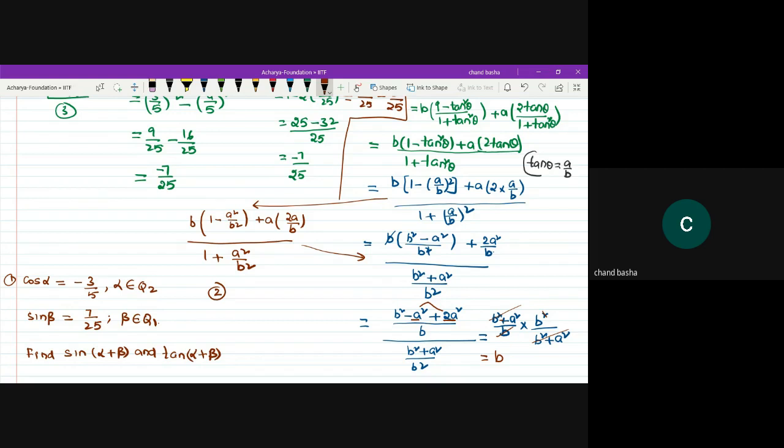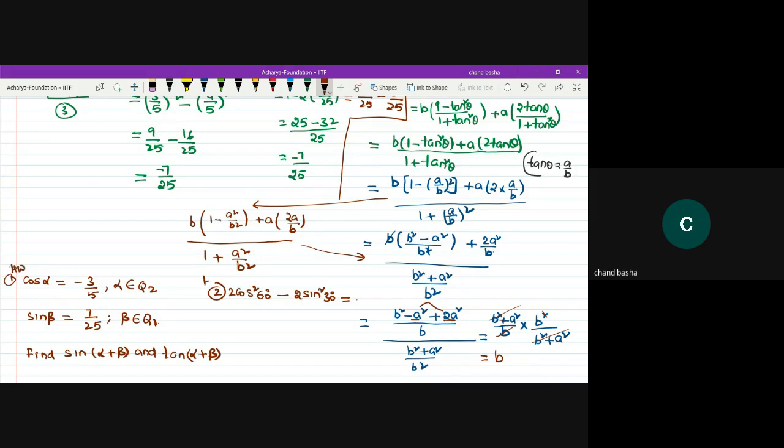Right. So the next question is from multiple and sub-multiple angle problems. We have given as the second one: 2 cos square 60 degrees minus 2 sin square 30 degrees is equal to how much? These are the two problems for your practice.